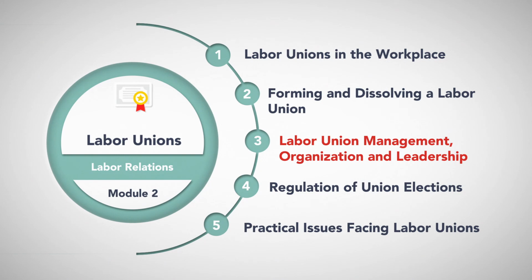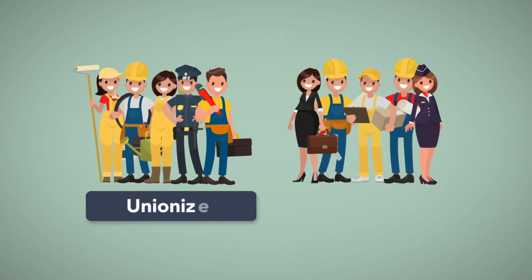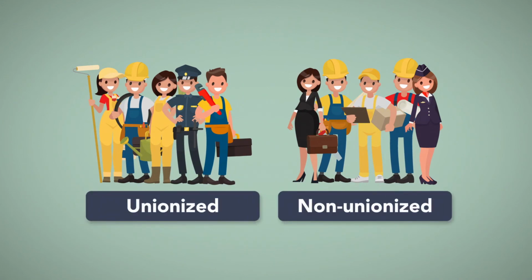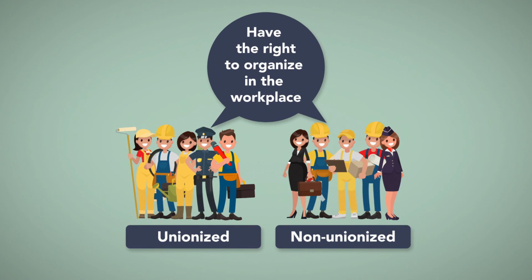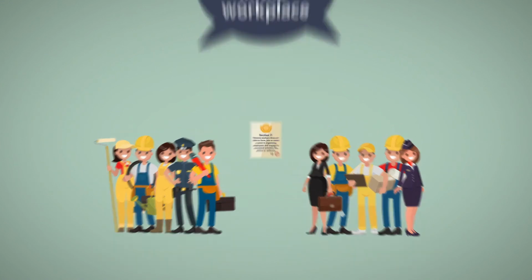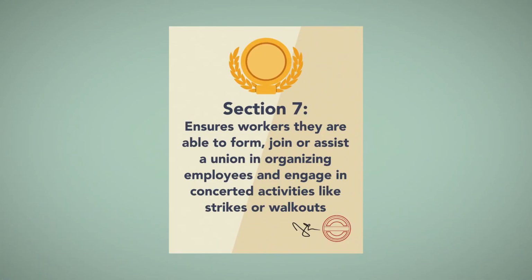Labor union management, organization, and leadership. Under the National Labor Relations Act, unionized and non-unionized employees alike have the right to organize in the workplace. The rights afforded to workers under Section 7 of the Act ensure they are able to form, join, or assist a union in organizing employees and engage in concerted activities like strikes and walkouts.